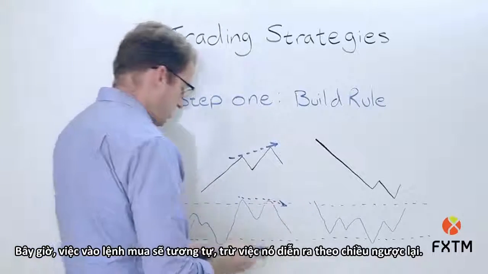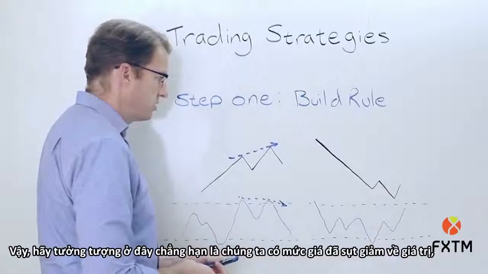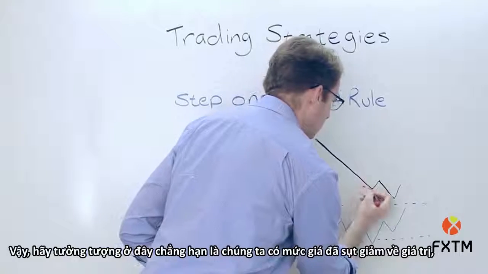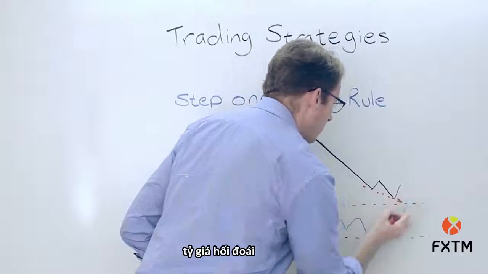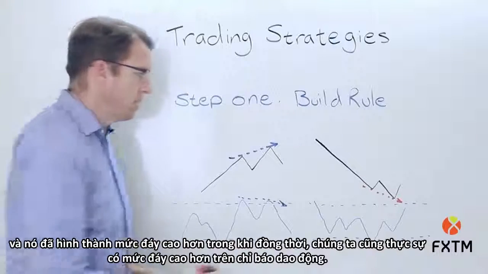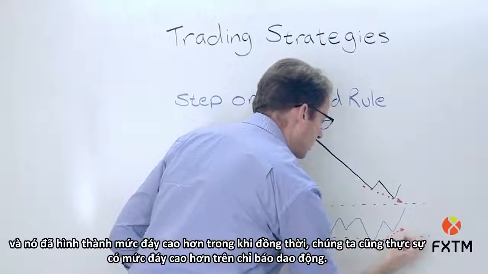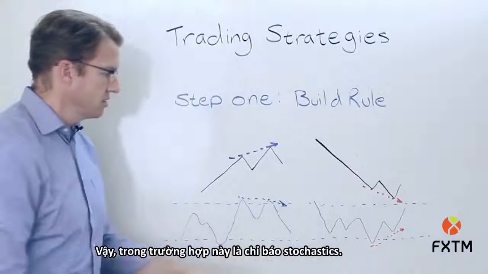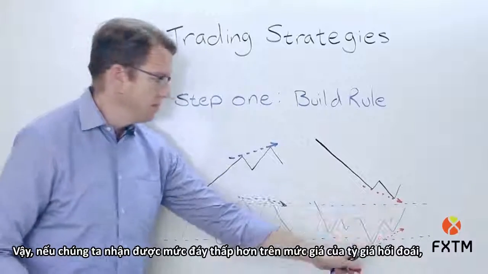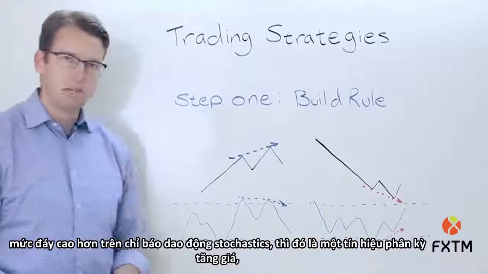Now, a long entry would be similar, except just in reverse. So imagine, for example, that we have a price that has been declining in value, the exchange rate, and it's been forming lower lows, while at the same time we actually have higher lows on the oscillator, in this case the stochastics. So if we get lower lows on the price of the exchange rate and higher lows on the stochastics oscillator, well, that's a bullish divergence.